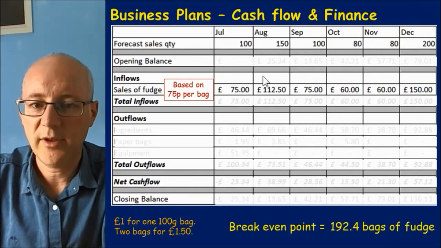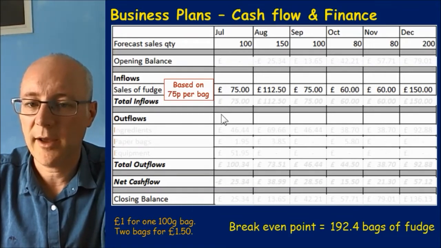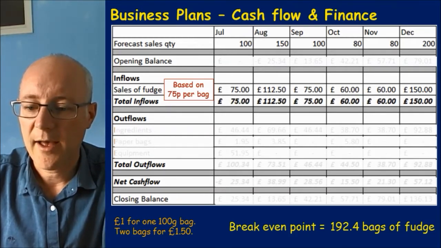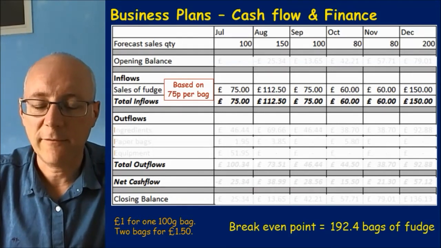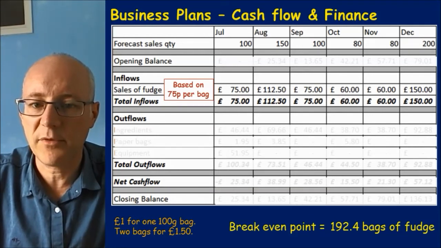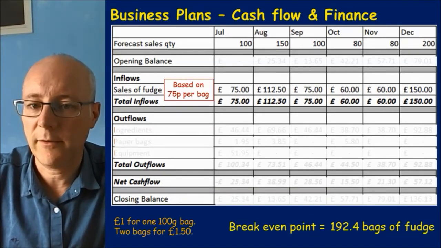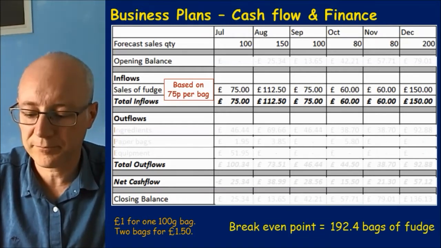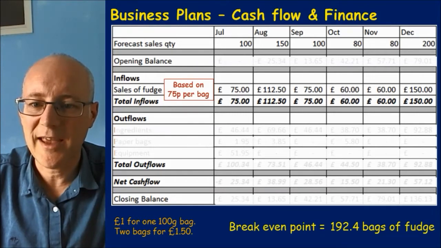Now, I've not worked these out using my calculator, I've used Excel formulae like I showed you in class to work out those figures. I've just got in there a formula that says that cell multiplied by 0.75. Okay, and then you can see from that I've got my total inflows. Because my only inflow is from selling the fudge, that gives me my total inflows of £75 for July, £112.50 for August, and so on. Okay, so that's the inflows.